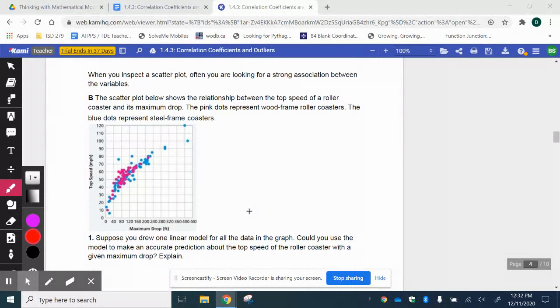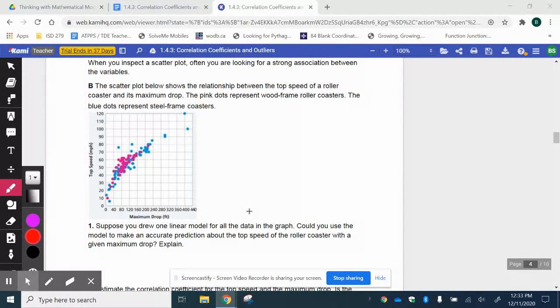Part B, when you inspect a scatter plot, often you're looking for a strong association between the variables. The scatter plot below shows the relationship between the top speed of a roller coaster and its maximum drop. The pink dots represent wood frame roller coasters. The blue dots represent steel frame coasters. So here's our graph. Maximum drop is on the X, top speed is on the Y.